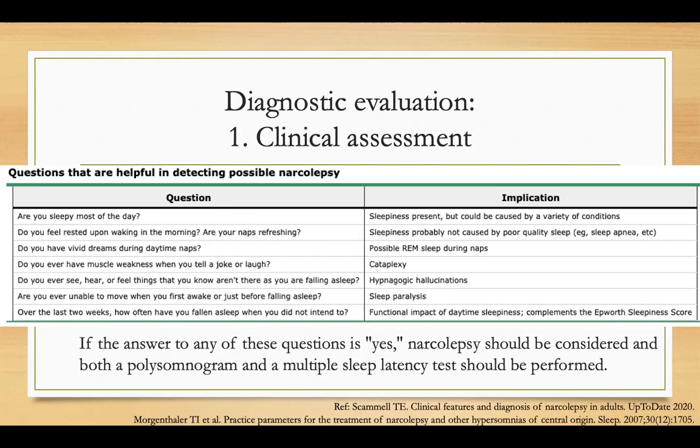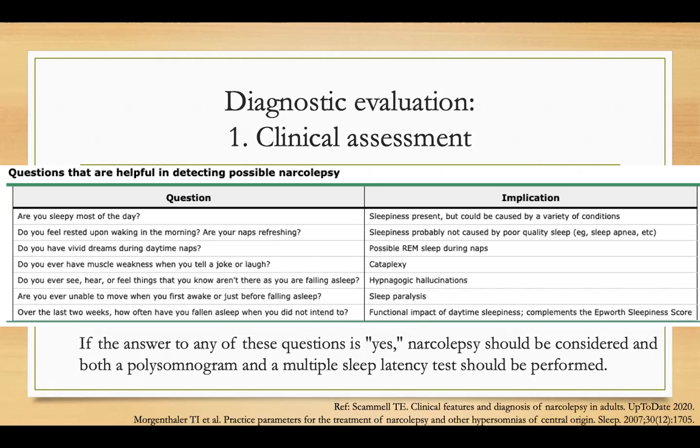Next, do you have vivid dreams during daytime naps? This is for possible REM sleep. Do you ever have muscle weakness when you tell a joke or laugh? Again, this is cataplexy. Do you ever see, hear, or feel things that you know aren't there as you are falling asleep? This is the definition of hypnagogic hallucinations.